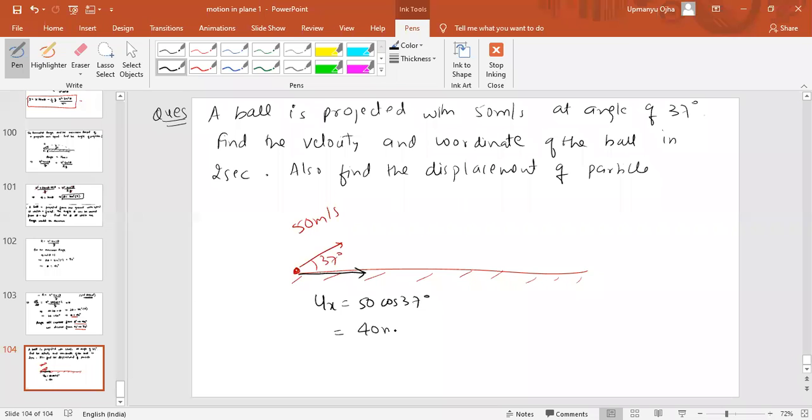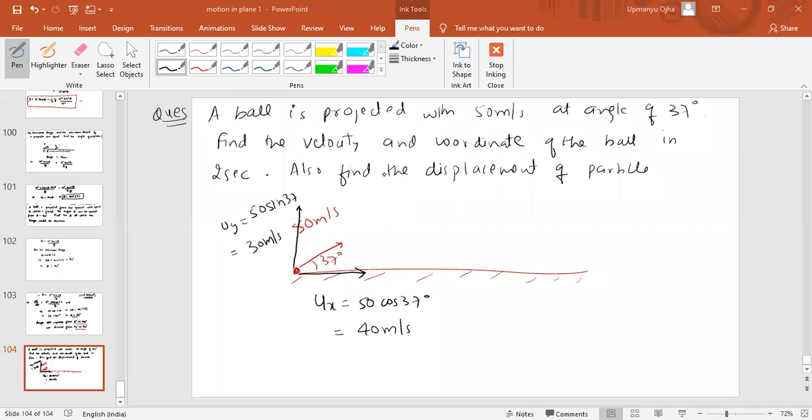Okay, so 40 meter per second along the x-axis. Along the y-axis, Uy will be equal to 50 sine 37, which will come as 30 meter per second. So we found Ux and Uy: 30 meter per second and 40 meter per second.